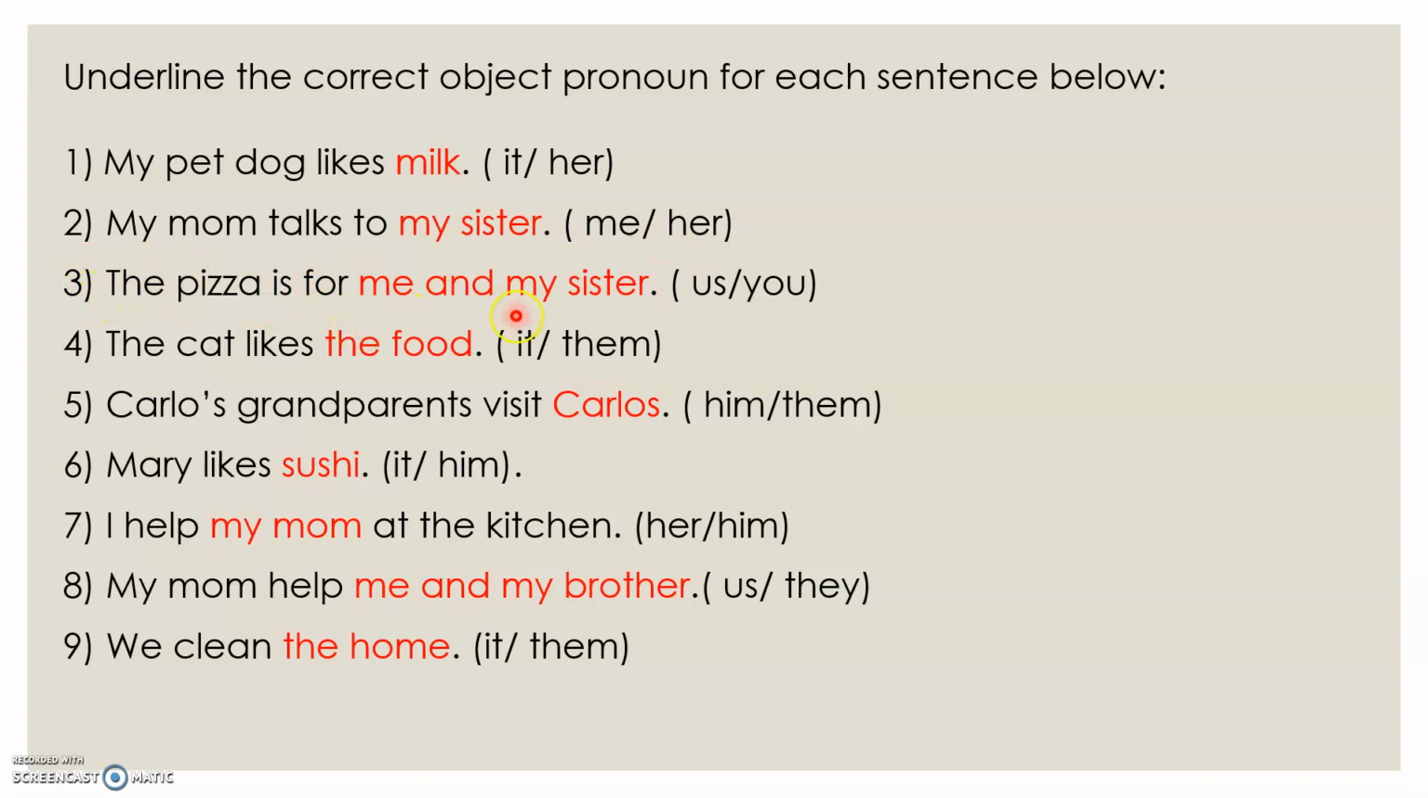The pizza is for me and my sister. We are a group. I am forming a part of this group, so we're going to use the object pronoun, which is us. The cat likes the food, likes it. Carlos visits his grandparents. They visit him, right? Mary likes sushi, likes it. I help my mom, I help her as the object of the sentence. My mom helped me and my brother, helped us. We clean the home, we clean it.